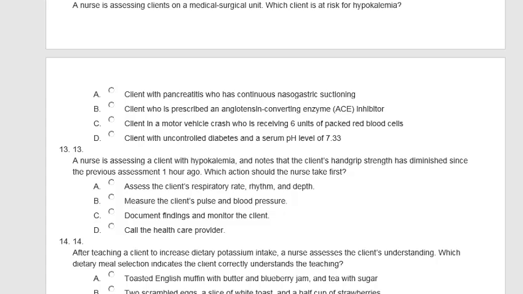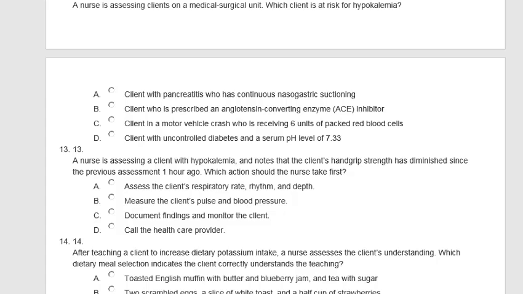Okay, first of all, let's look at NG suctioning. Does an NG tube or vomiting get rid of your potassium? Yes, it does. So that one is hypokalemia. But let's just look at the others. ACE inhibitor works on your sodium, doesn't really work on the potassium too much. Motor vehicle crash who is receiving 6 units of packed red cells, no, that's probably not going to affect your potassium too awful much because they've lost a lot of blood, so they're just going to replace the blood.